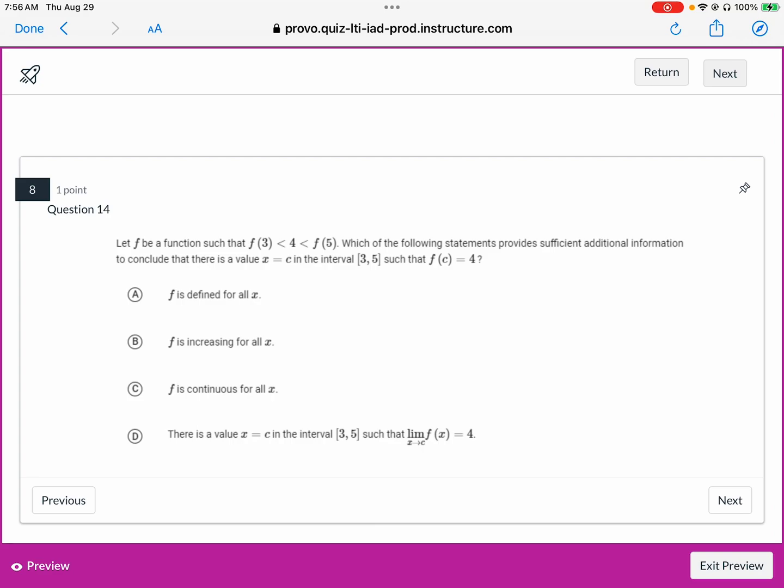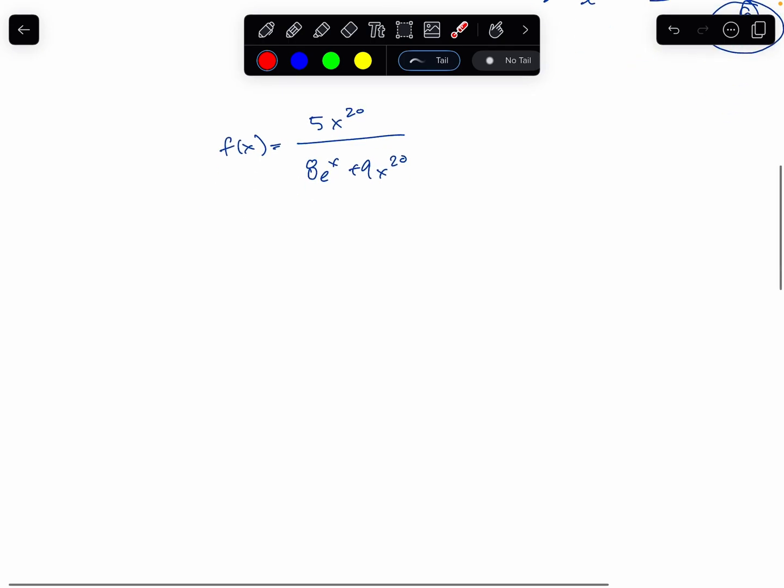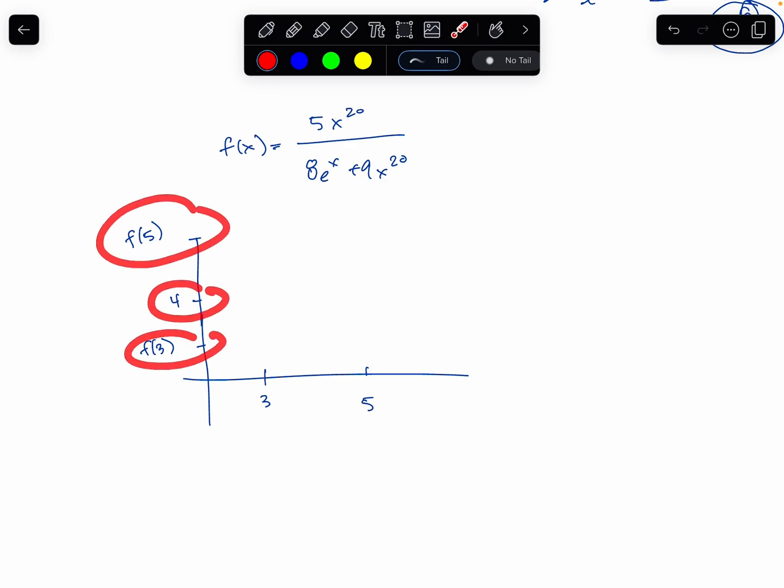Let f be a function such that f of 3 is less than 4 is less than f of 5. Let me try and give you a visual on what that means right there. So we're on the interval from 3 to 5 on the x-axis, right? We have f of 3, so there's going to be a value of 4 here. So let's say f of 3, and let's say f of 5. So, like the expression said, f of 3 was less than 4 was less than f of 5.